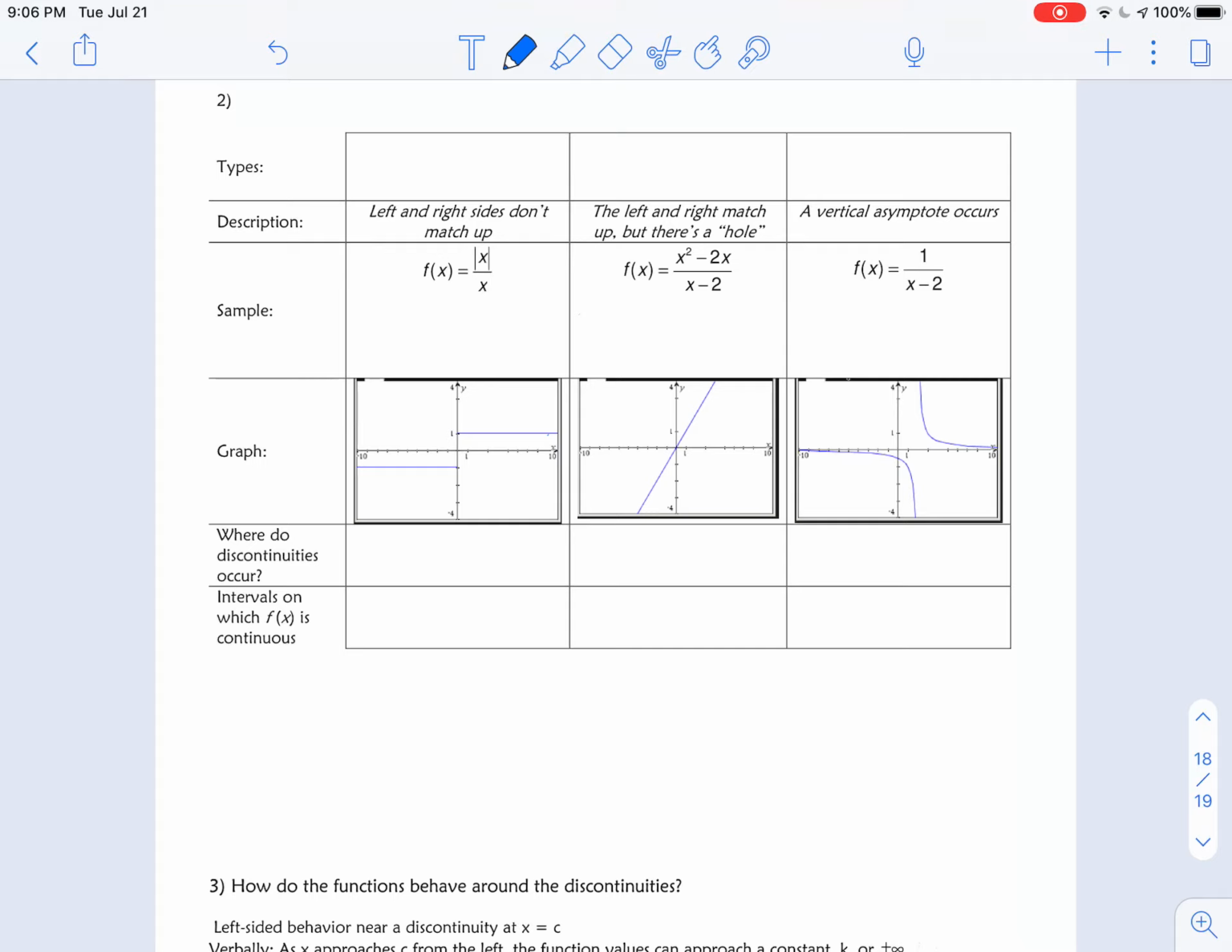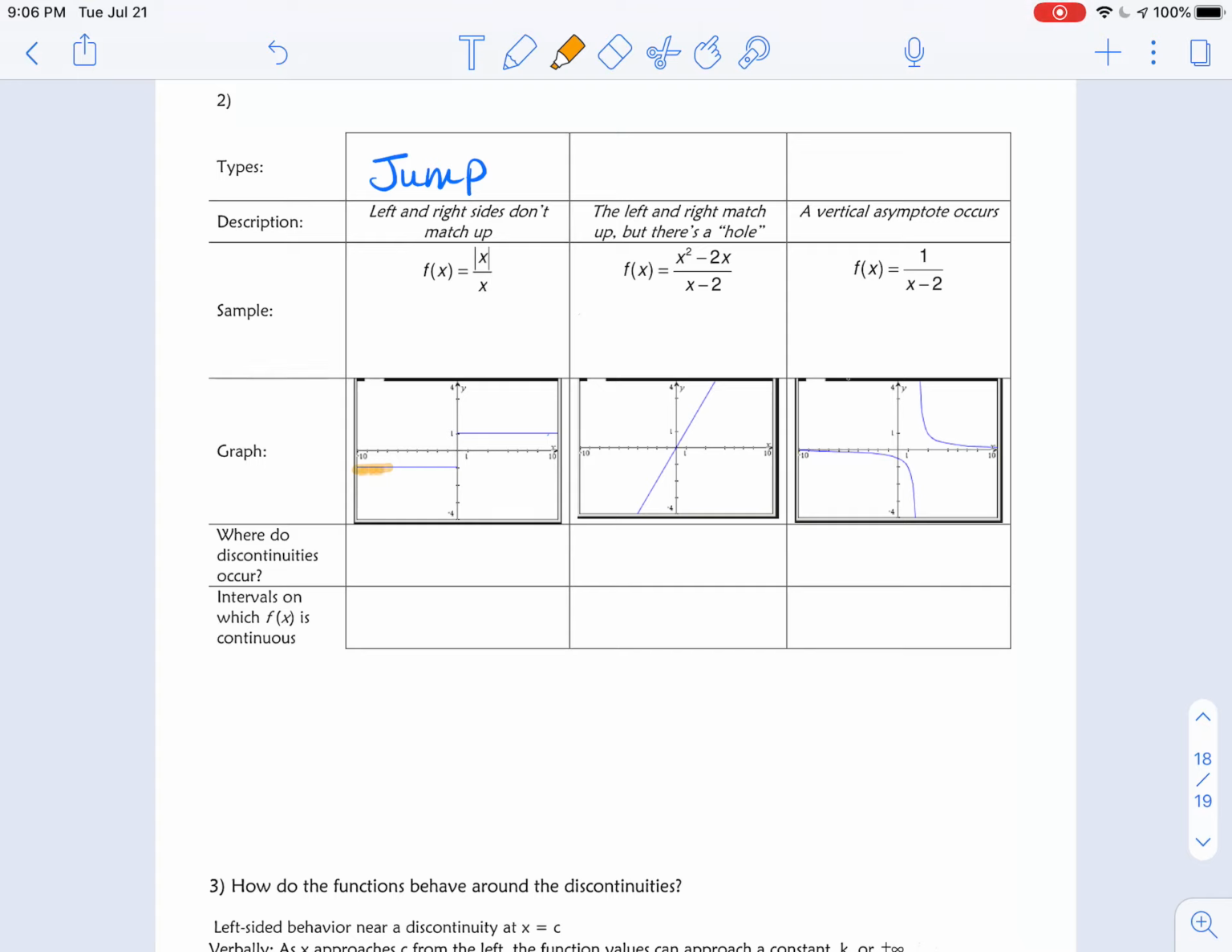We're going to continue our notes on continuity. There are three types that we're going to look at. The first type is called our jump discontinuity, and this is where the left and the right sides don't match up. Here's an equation, f of x equals absolute value of x divided by x, that has this jump discontinuity.